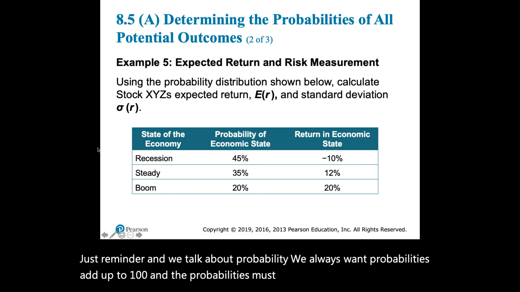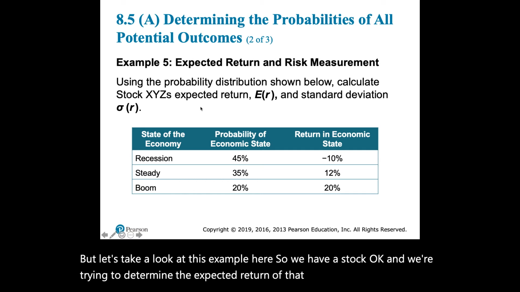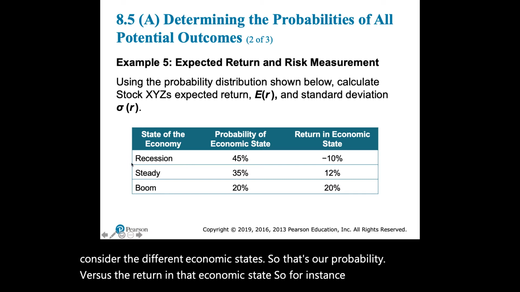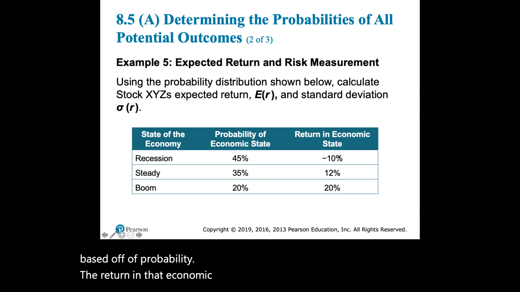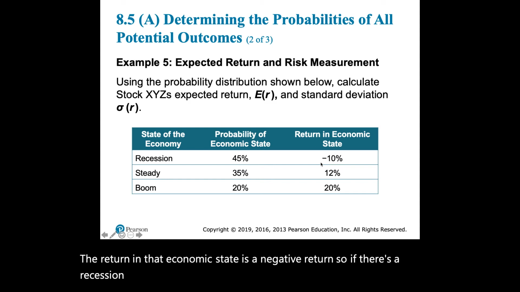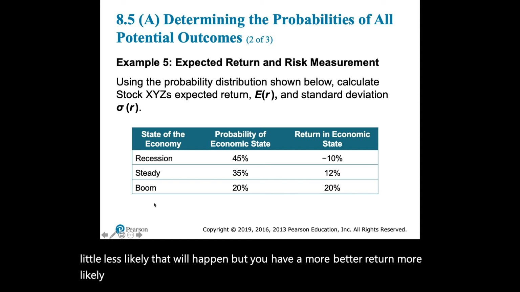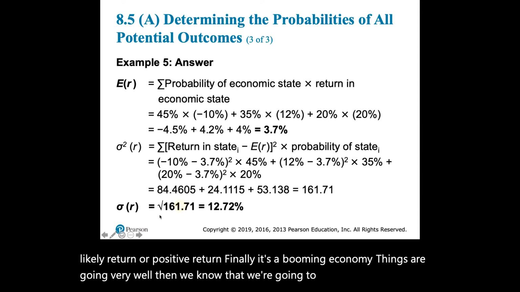But let's take a look at this example here. We have a stock, and we're trying to determine the expected return of that stock. But we have to consider the different economic states, so that's our probability, versus the return in that economic state. For instance, this stock in a recession, which looks like there's a likelihood of a recession based off of the probability, the return in that economic state is a negative return. So if there's a recession, the stock isn't going to perform very well. If it's a steady economy, a little less likely, but you have a better, more likely, positive return. Finally, if it's a booming economy, things are going very well, then we know we're going to have a higher return.